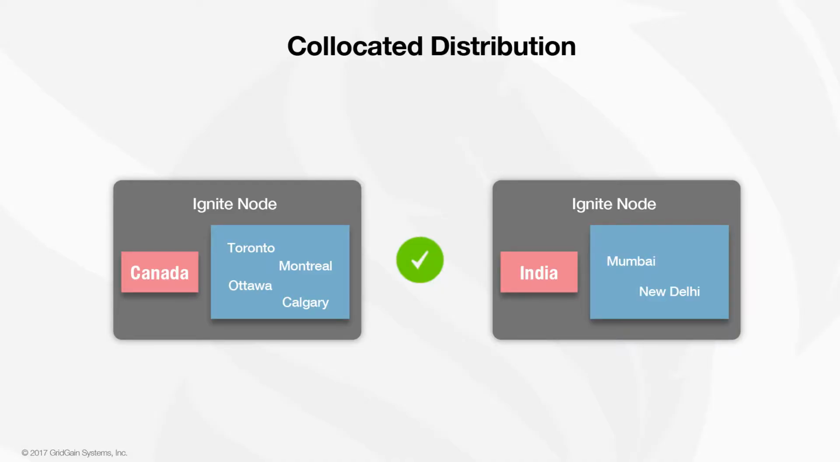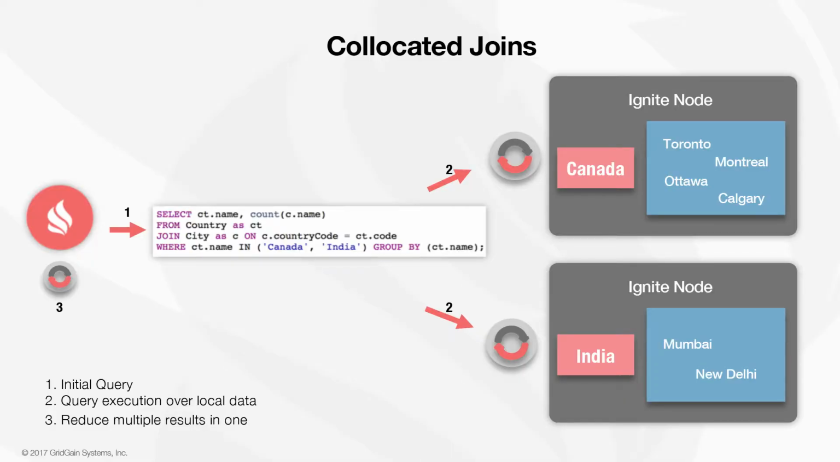Once we achieve that, we get the distribution like this. So all the Canadian cities are on the same node next to Canada, all the Indian cities on the same node next to India. Once we get this distribution and we execute the exact same query, we can just broadcast it across the nodes, execute it locally on every node, and those joins would provide the correct result right away. We don't have to move anything around, we don't have to reshuffle the data, and we get a much better result from a performance and scalability standpoint.